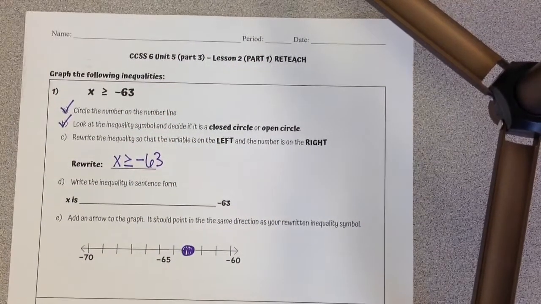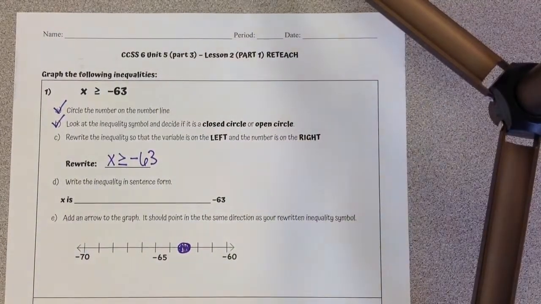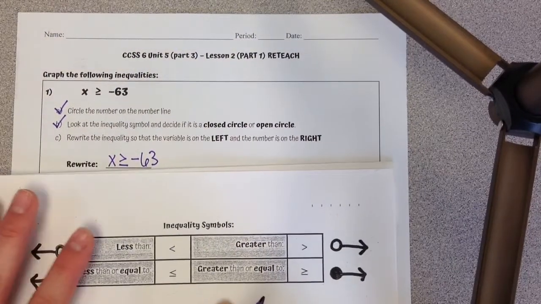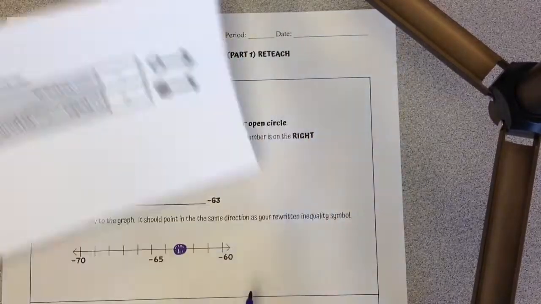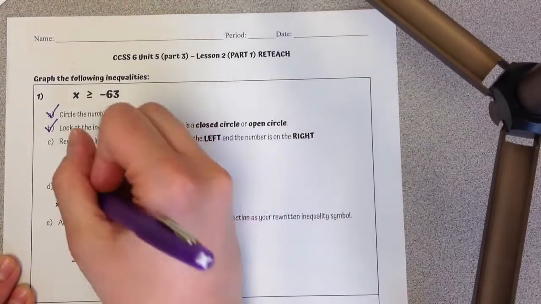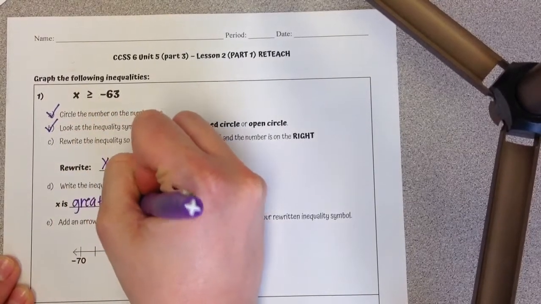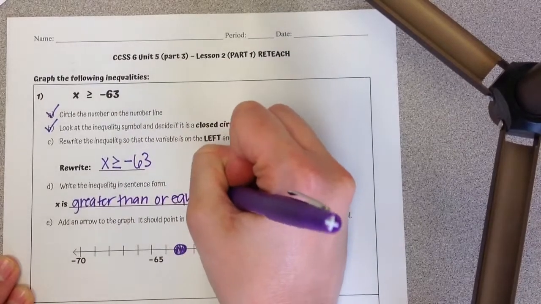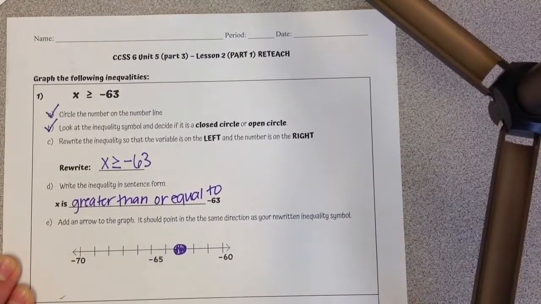Okay, I'm going to write the inequality in sentence form. So again, if you forget what this symbol means, please check your cheat sheet. Okay, this symbol means greater than or equal to, so that's what I'm going to write on my line: greater than or equal to. So, x is greater than or equal to negative 63.